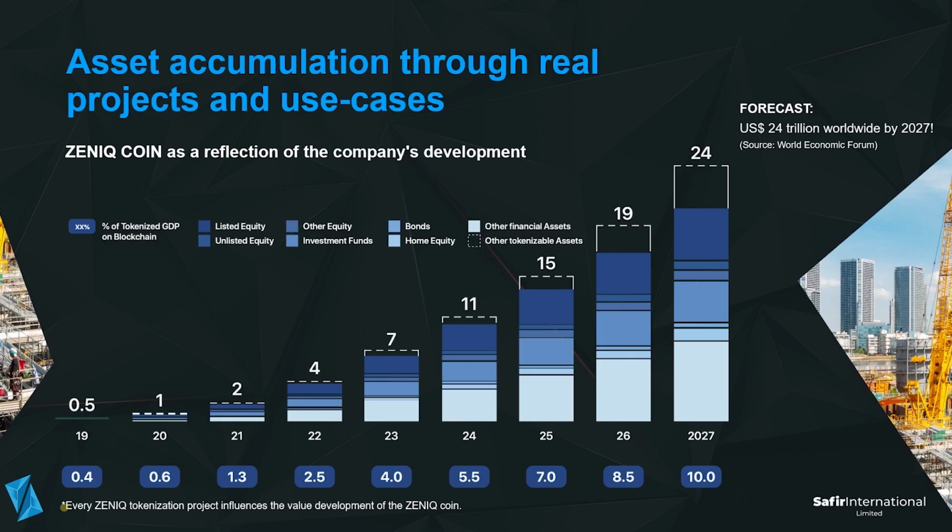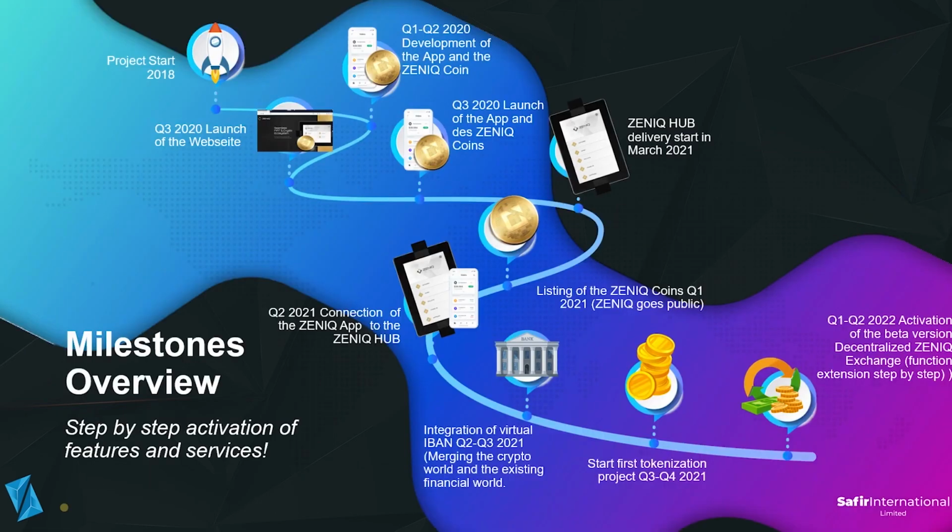Here we see a milestone overview. We have the project start here in 2018 and gradually producing and gradually working on the project, like launching the website and so on. Also, the Zeniq Hub delivery started in March. The first few pieces are being delivered. Also, the listing of Zeniq coins has been done, so it is already listed. I will show you at the end of the presentation where you can buy and sell it.